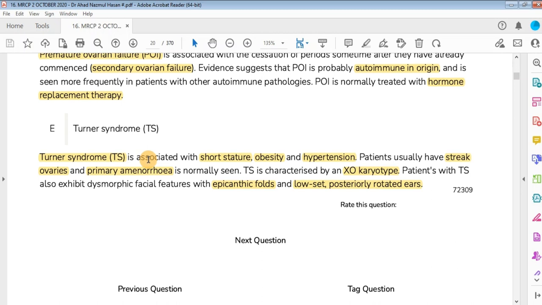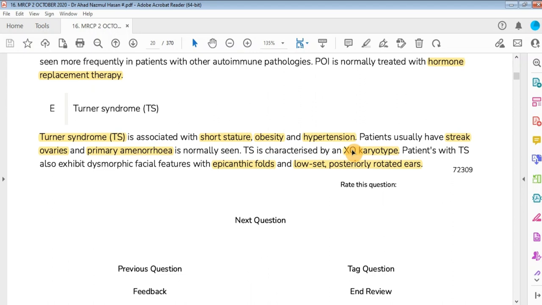Turner syndrome is associated with short stature, obesity, hypertension. Patients usually have streaked ovaries and primary amenorrhea is normally seen. Turner syndrome is characterized by XO karyotype. Patients with Turner syndrome also exhibit dysmorphic facial features with epicanthic fold, low set hair, posteriorly rotated ears.